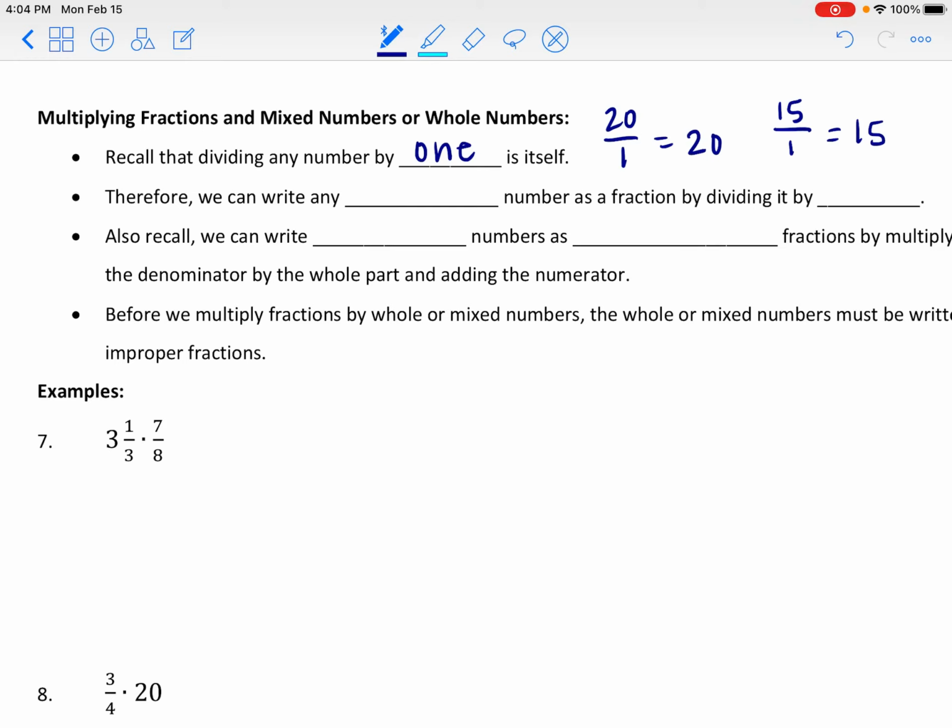Okay, so therefore, if we have a whole number, any whole number, if we start with our whole number and we want to make it a fraction, we can just divide it by 1 and not change its value. So I can start with a whole number and make it a fraction by dividing it by 1. So we can write any whole number as a fraction by dividing it by 1.